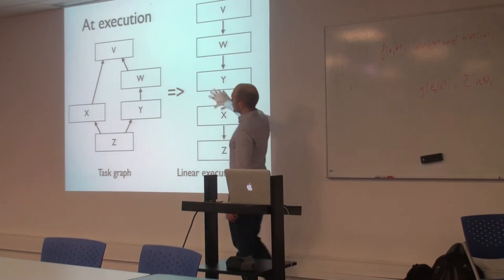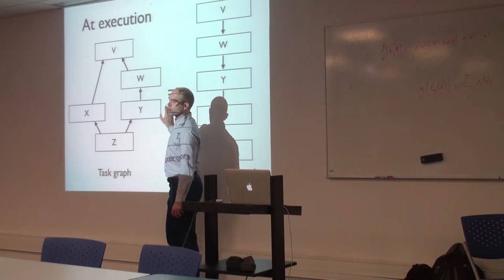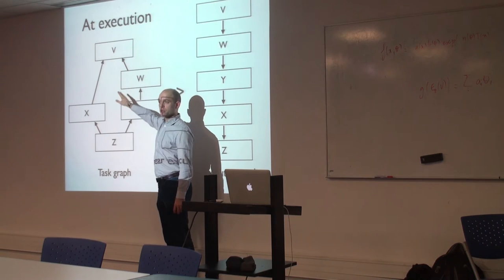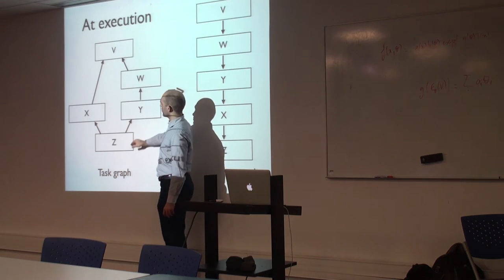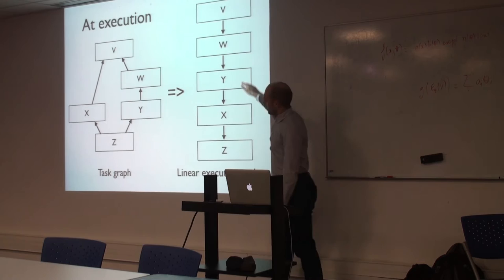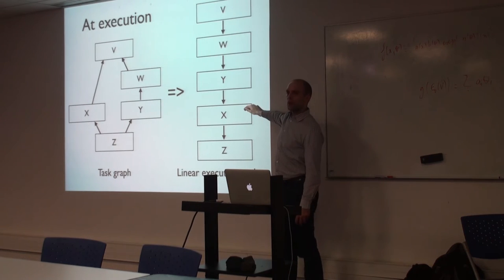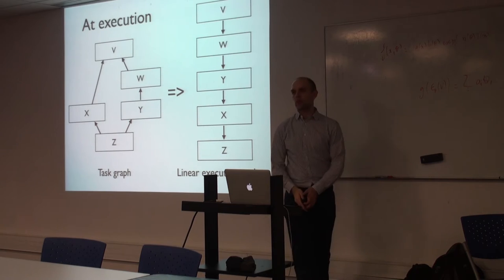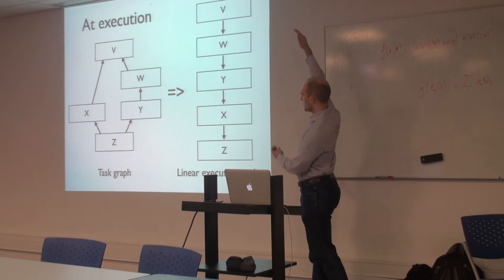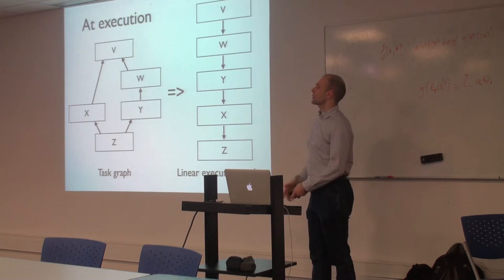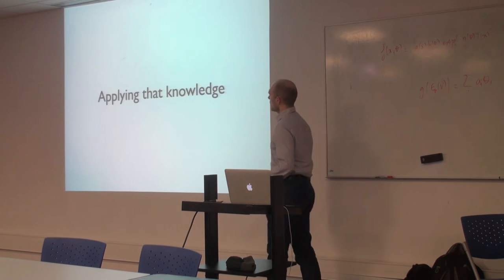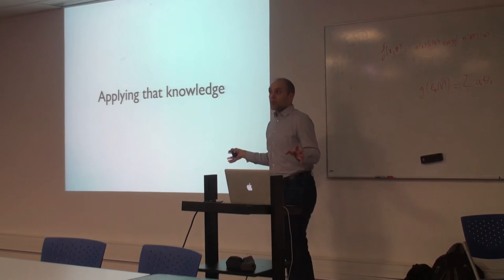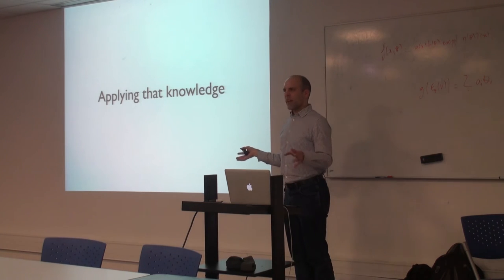And then at execution time, that task graph that Gradle built up at the end of the configuration phase, it determines what order all those tasks should execute in, and then it goes and does them. Okay? So you go from a graph to a linear order of tasks. So that is the basic Gradle model. It's not that scary, really.